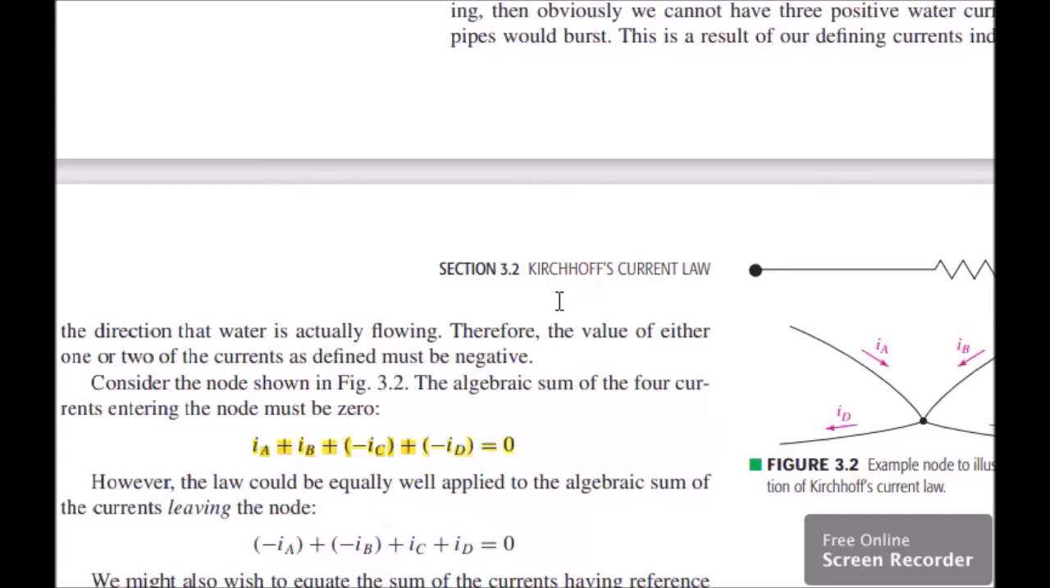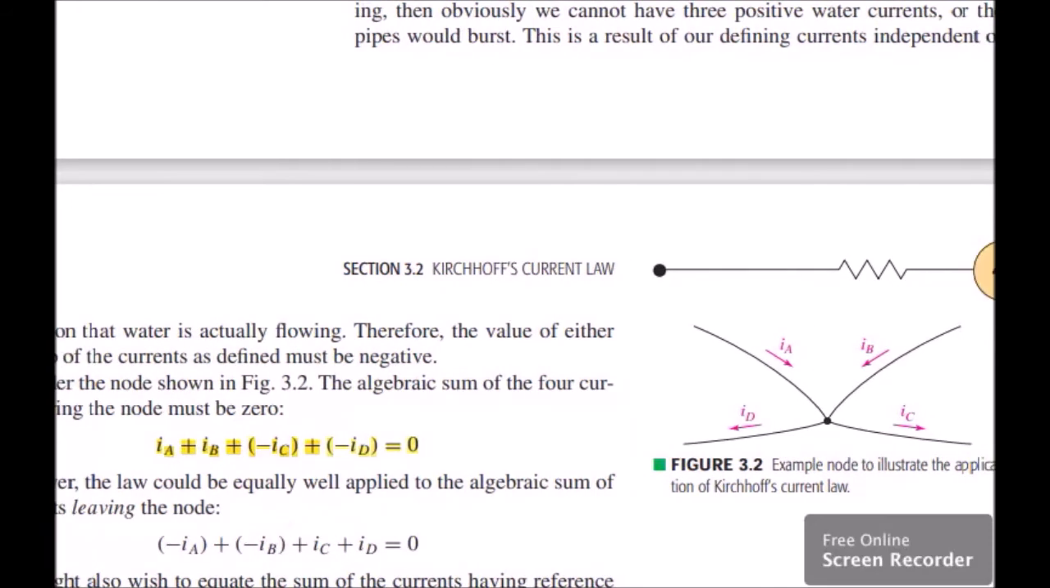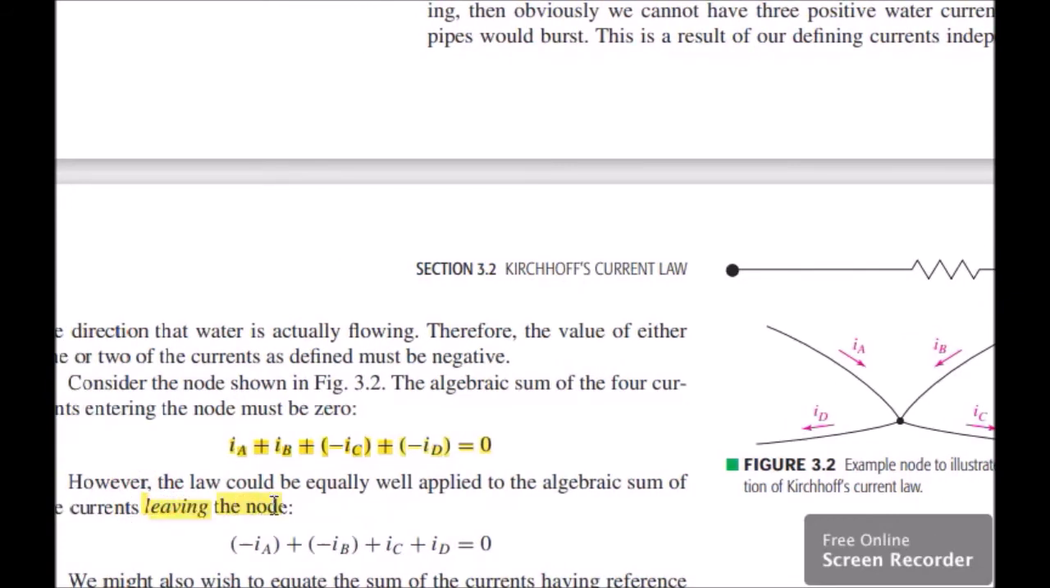Okay. So, pwede mo din siyang tingnan in a different angle. Sabi din niya, yung law could be equally applied to the algebraic sum of the currents leaving the node. It's not just the current entering the node, but same is true sa current leaving the node. So, kapag leaving the node tayo, meron kang negative IA plus negative IB plus IC plus ID is equal to 0. Ma'am, bakit yung IA at IB na yung negative, yung isa is positive? Kasi with respect tayo sa leaving, okay? We take it as leaving, so yun yung gawin nating positive. Kapag hindi siya leaving, entering siya, edi yun yung negative.